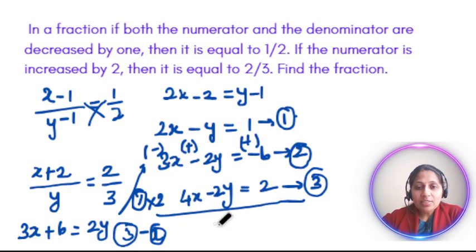So 4x minus 3x is x. Minus 2y plus 2y will get cancelled. Then 2 plus 6 will give you 8. So my x is 8.